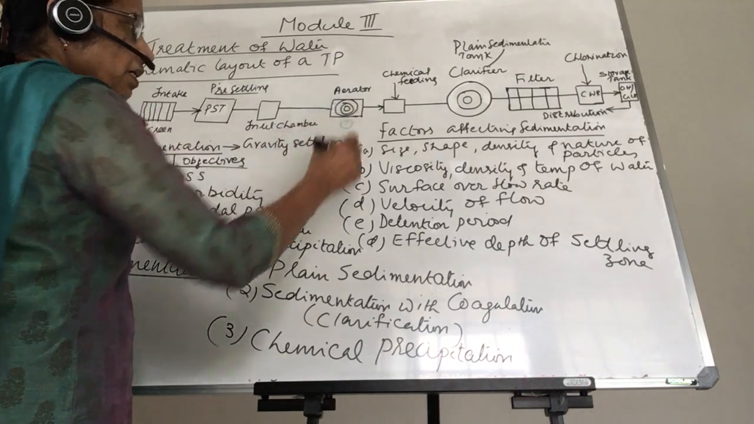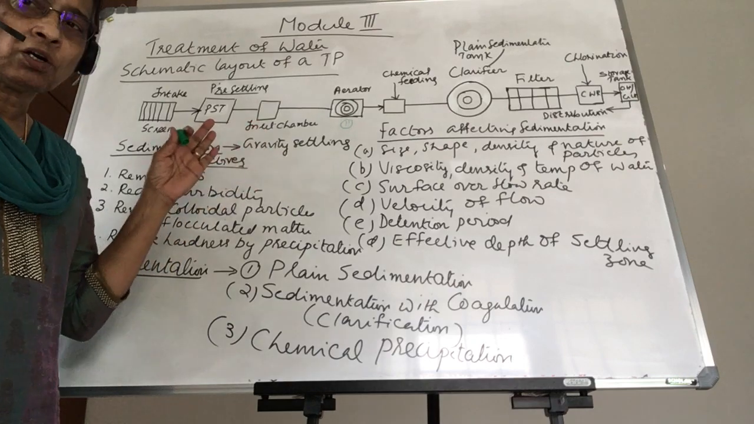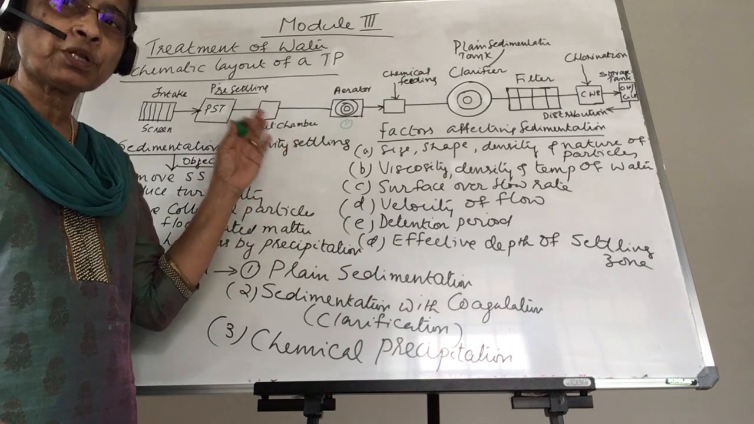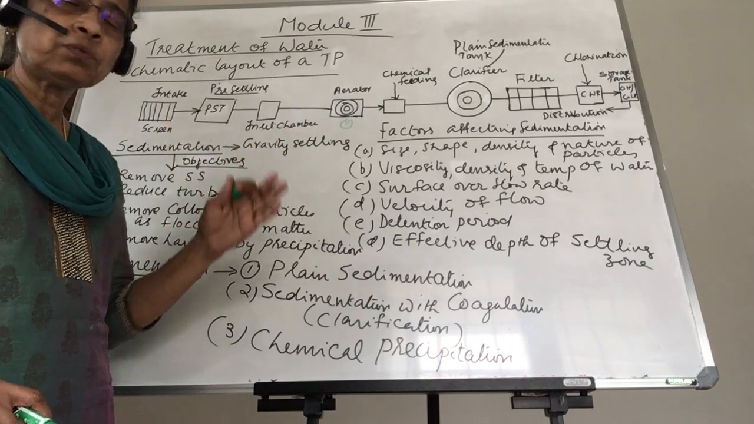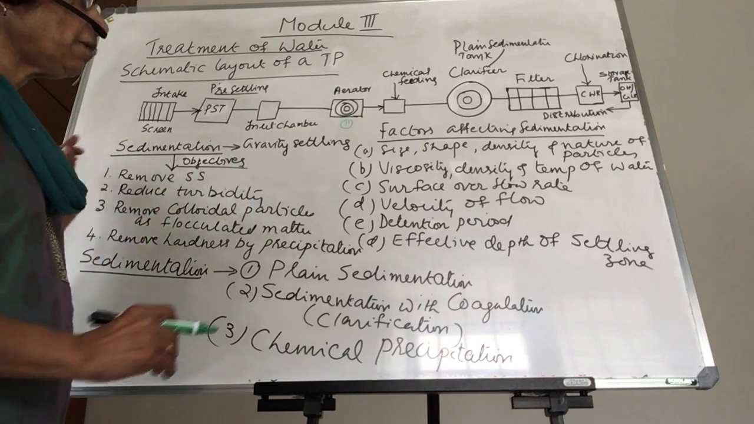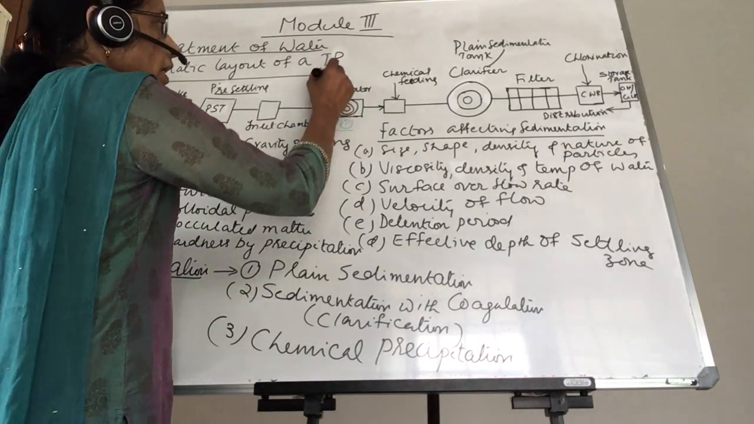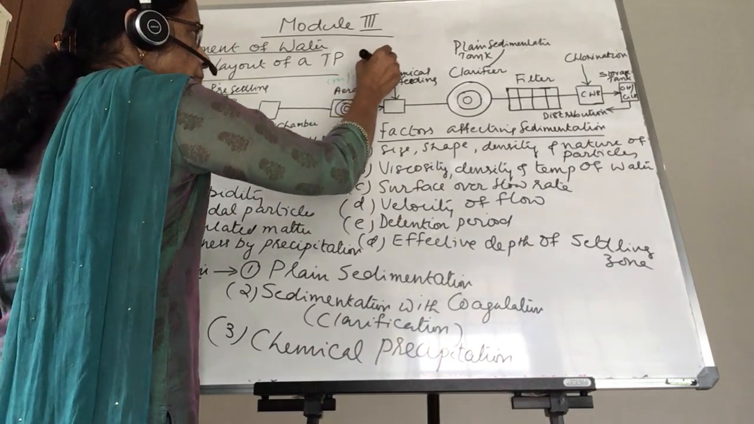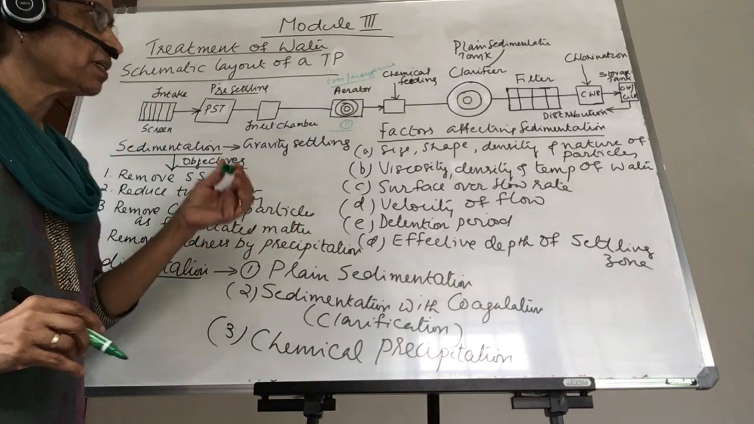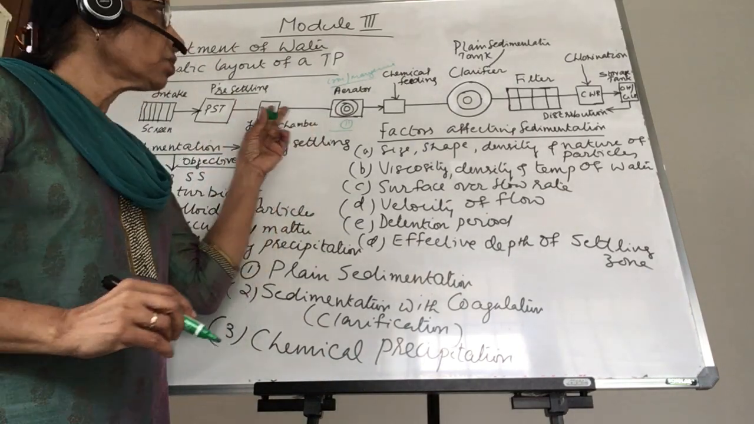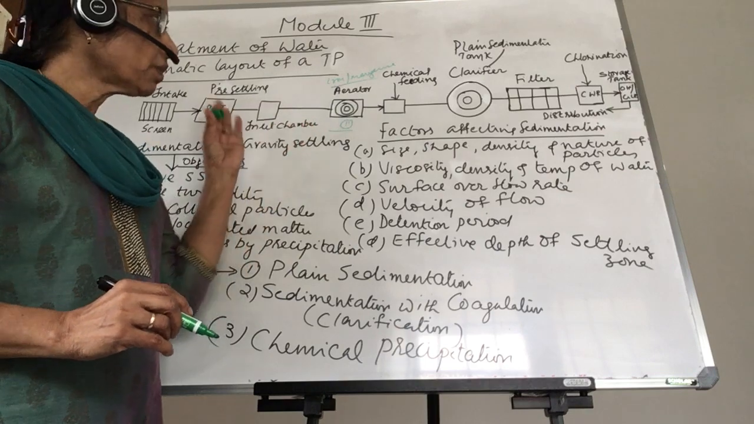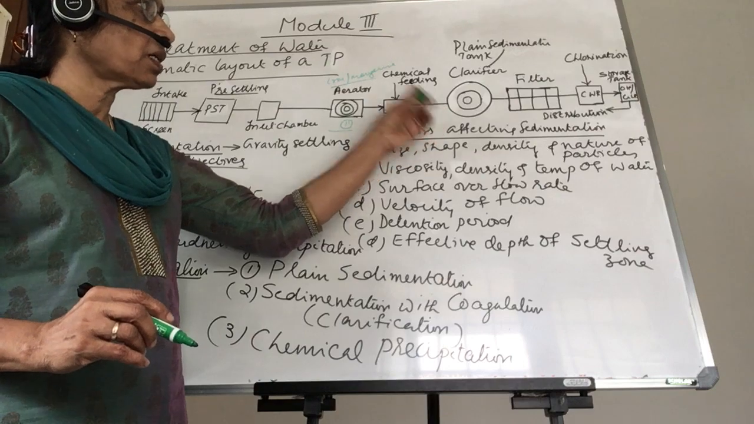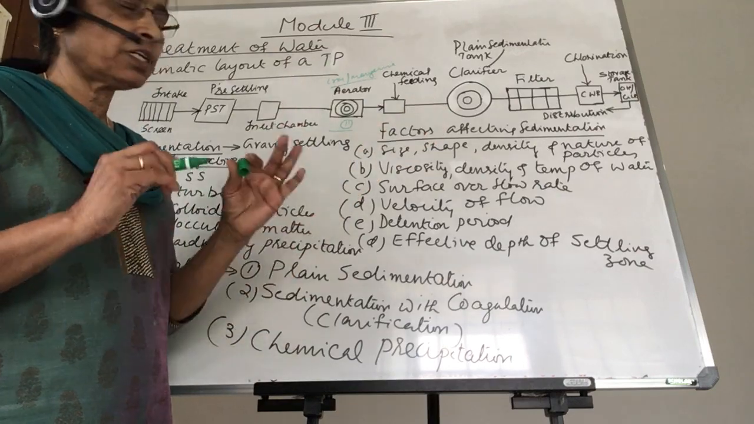Here again, the aerator is an optional unit. The purpose of the aerator is to remove the dissolved gases and the foul smell, and also we can remove iron or manganese if present in excess, by aeration. If it is not there, you can directly take the water to the clarifier, which is the next treatment process unit.